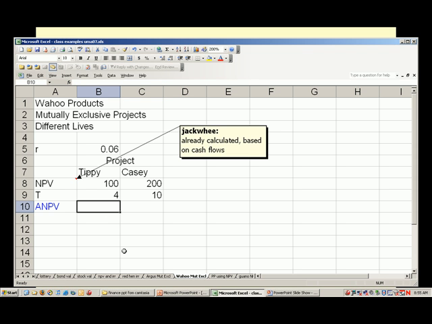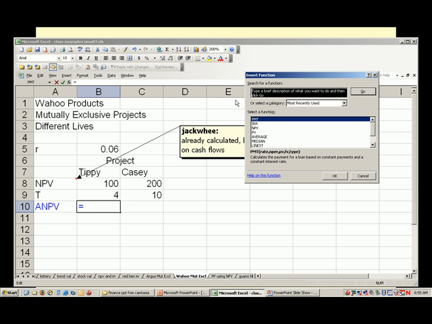To calculate an ANPV, we're going to use the third important financial function in Excel. So let's go up to the function wizard. And the function we're interested in is PMT, which, as you can see, says it calculates the payment for a loan based on constant payments and a constant interest rate. We are going to use the PMT function when we get into loan amortization later on in the course.